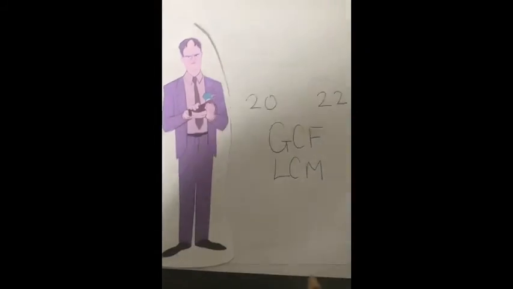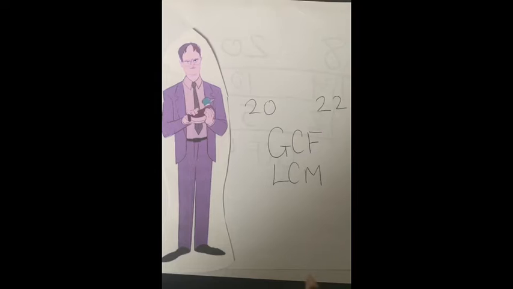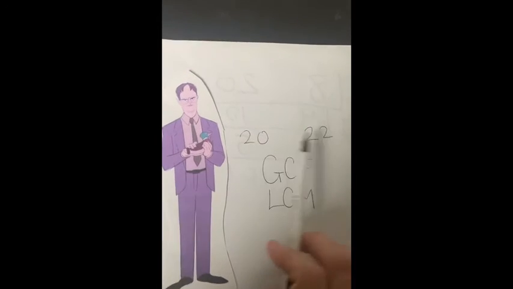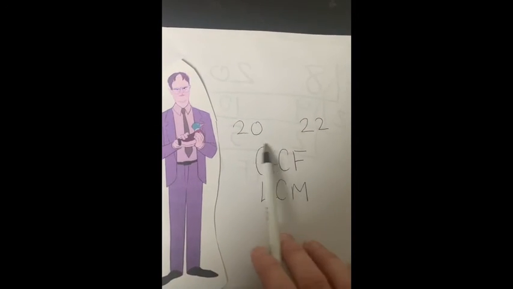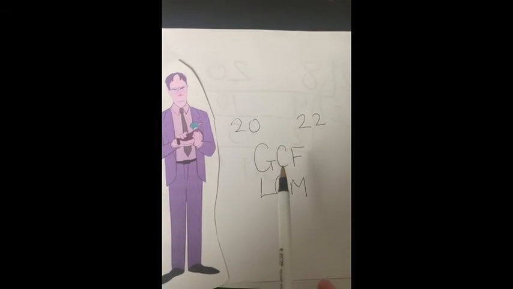Now that I've gone over reviewing GCF and LCM with you, I would like for you to practice that new method that I taught you that looks somewhat like an upside down cake. So here are the 2 numbers that I would like for you to review. It's 20 and 22. I would like for you to find the GCF and the LCM. So I hope to see your examples.